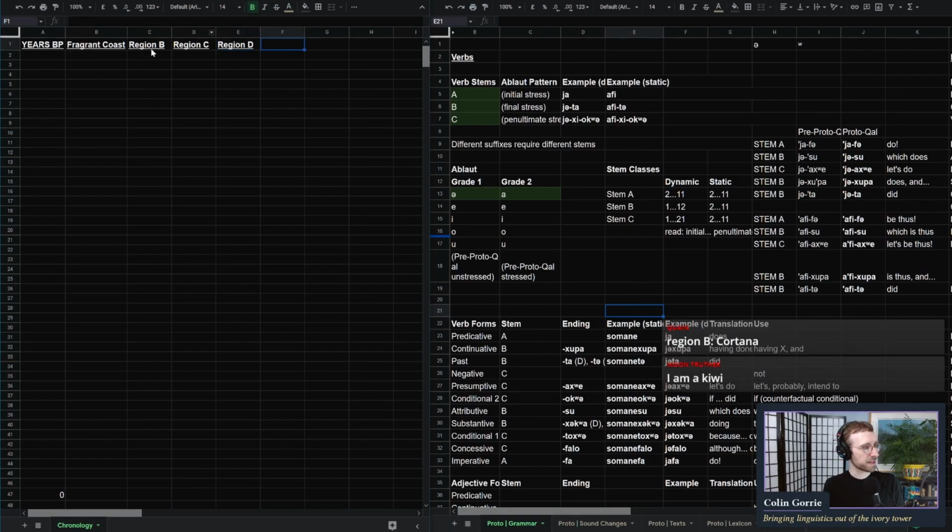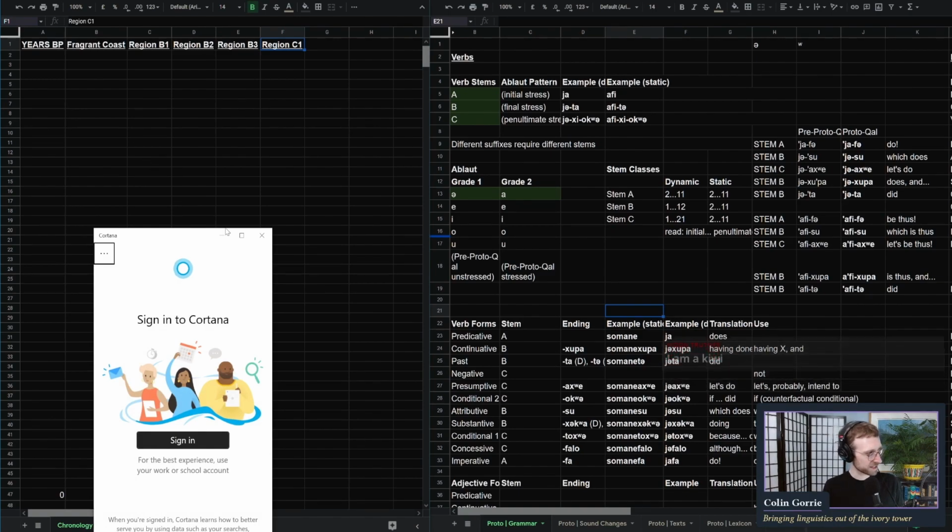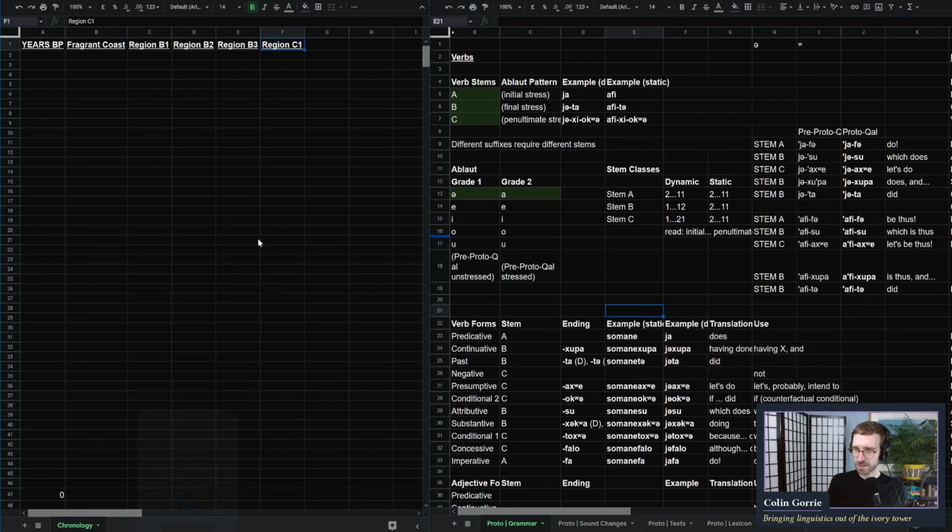And then, or maybe we can go with our old favorite B1, B2, B3, and then region C1. So these would be different continents. Again, this has never been something I've wanted to do.